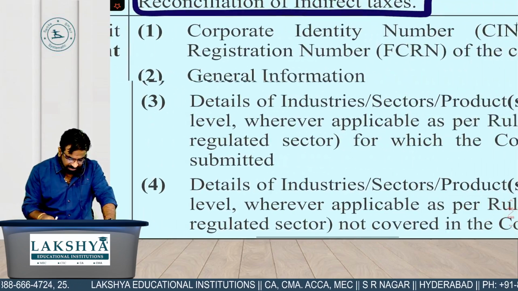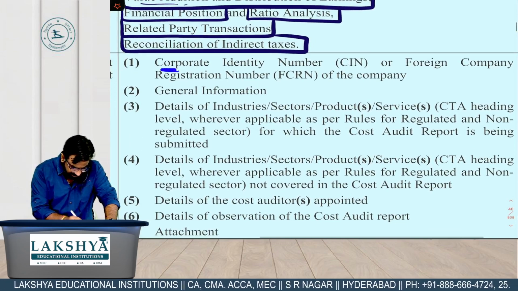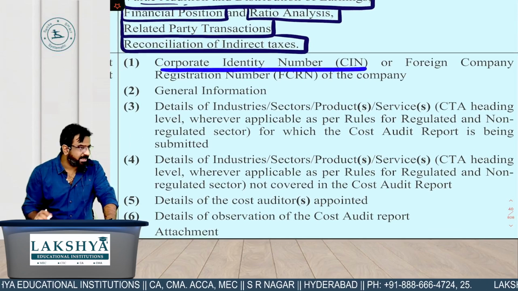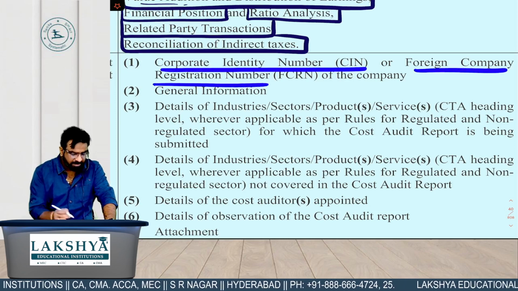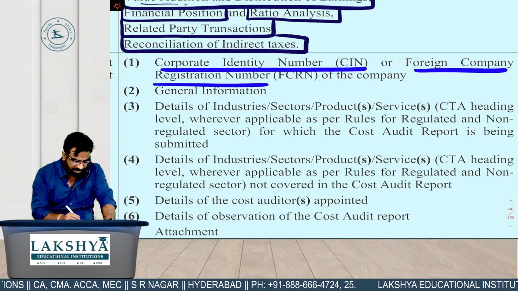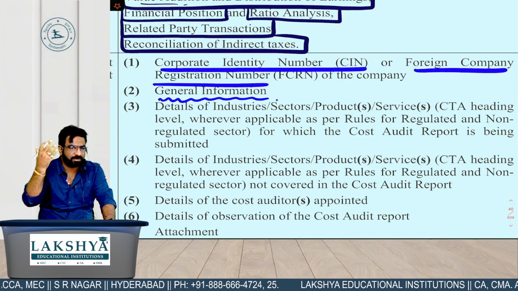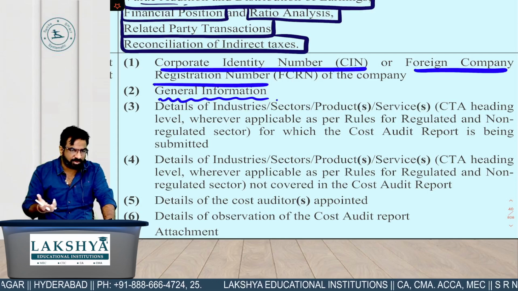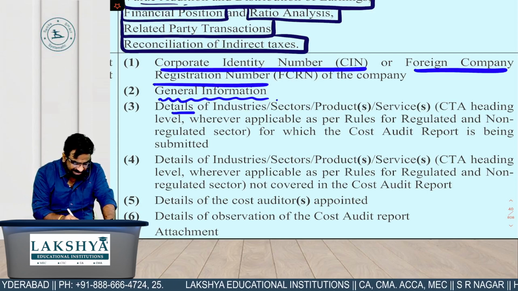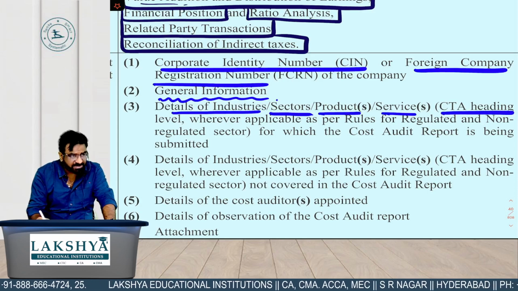Now we have to see what we are giving in this report. Point number 1 will remain the same: CIN, your corporate identification number, and FCRN, the foreign currency registration number. Then general information about the company, very similar to CRA 2, because when we are intimating the Central Government, we have to give all this information about the company. Next one, details of industry, sector, product, services, CTA. What is CTA?